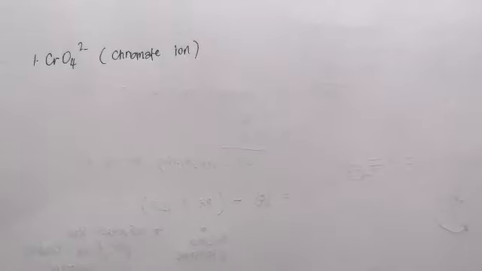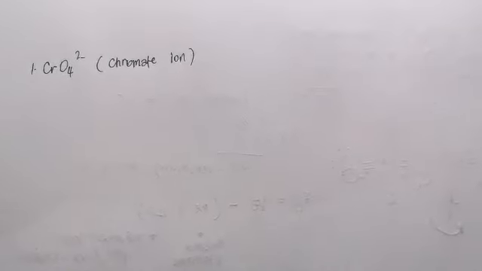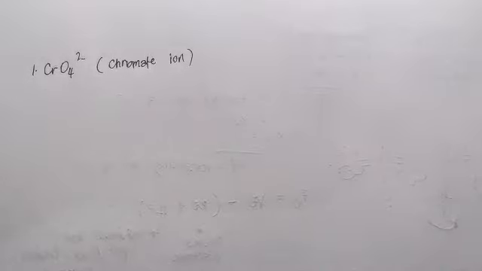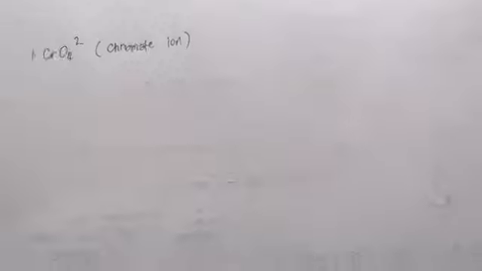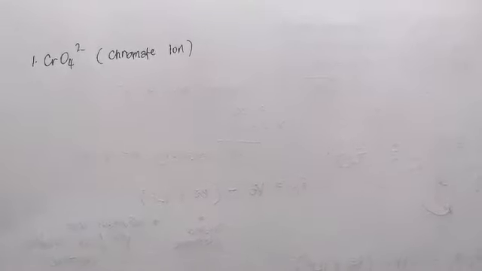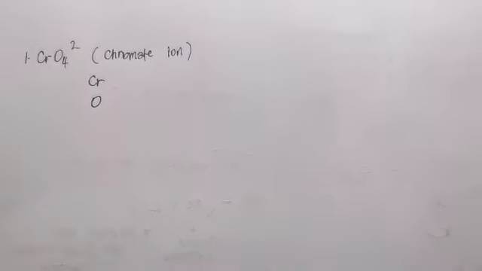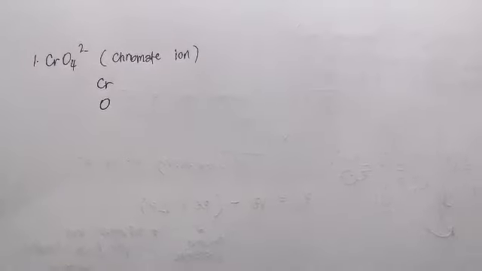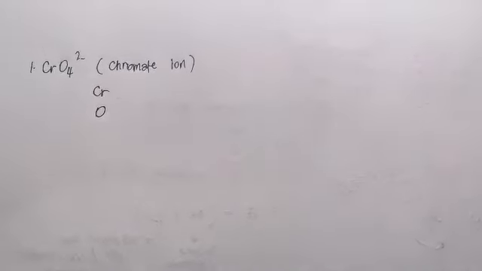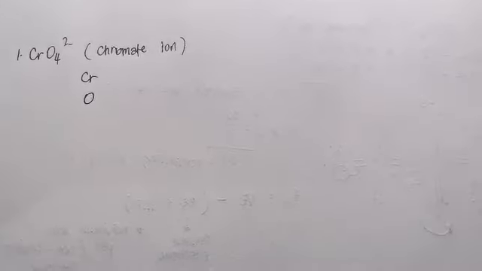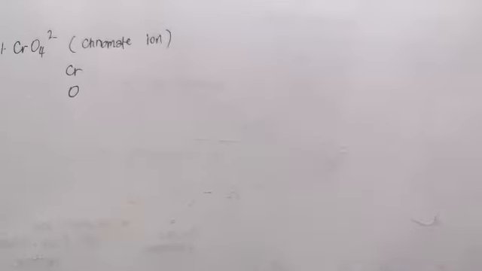Now, after writing the given compound or polyatomic ion, you are going to identify the elements present. So, in that compound, we have Cr. And we have also oxygen or O. So, Cr represents chromium and O represents oxygen. After writing the elements, what you will do is get the valence electron.